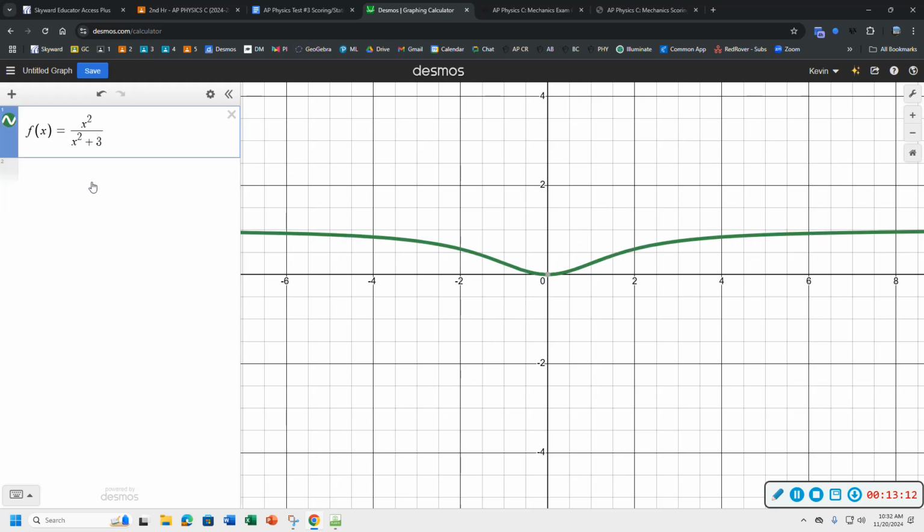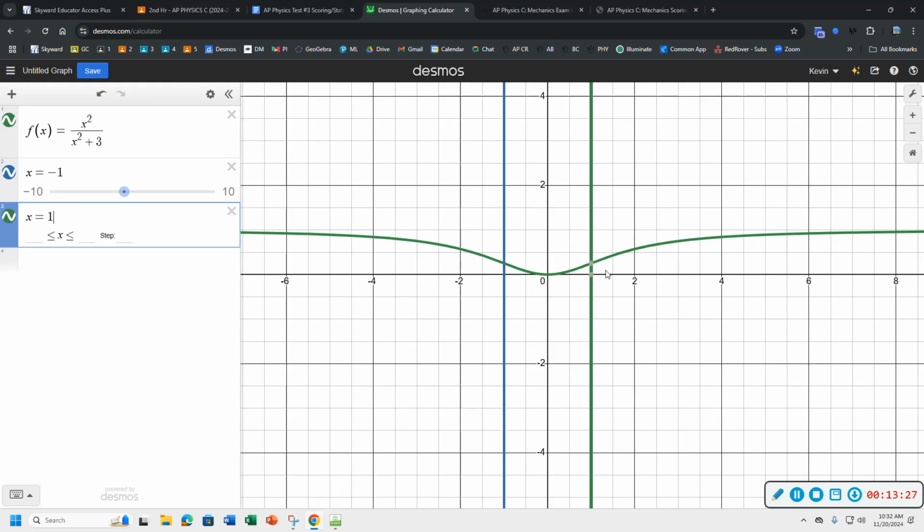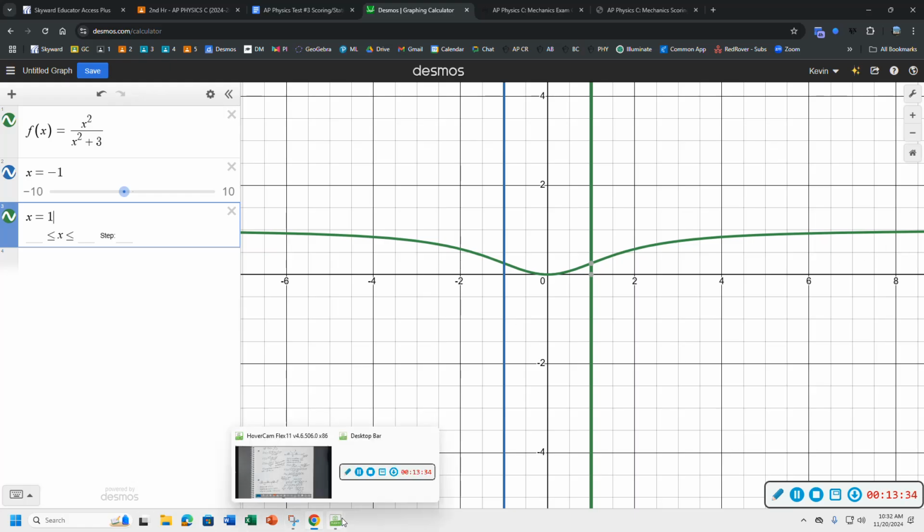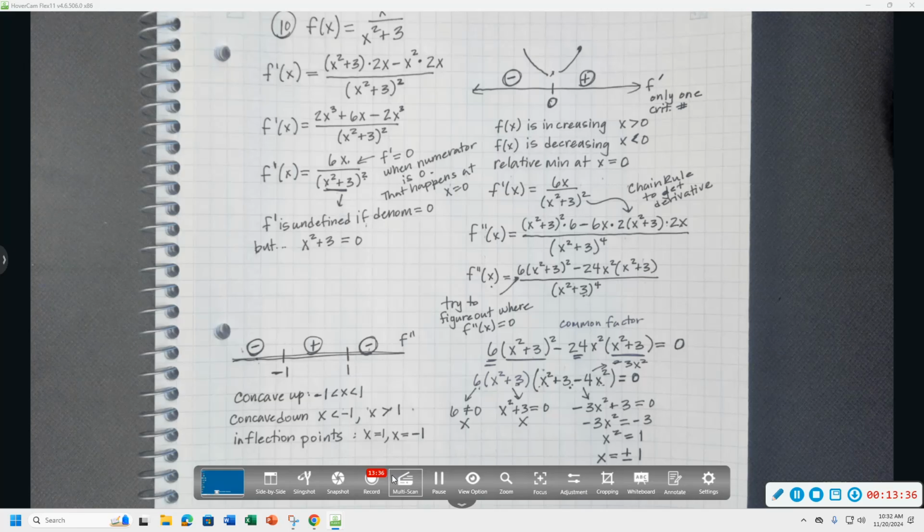Like if I draw a line here at negative 1, this graph, it doesn't look very curvy, but you can tell it's concave down. Yeah? And then for this little section in here, it's concave up. And then when I hit x equals 1, it goes back to being concave down again. Okay, that's what it looks like graphically. Okay, any questions about that problem? 13.